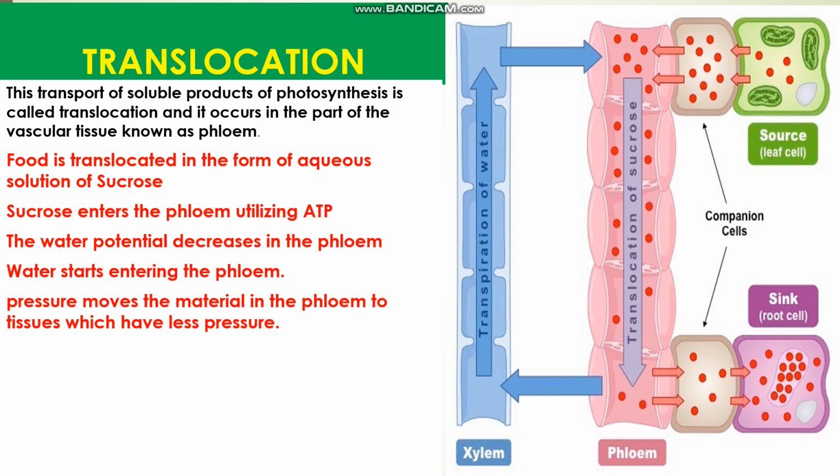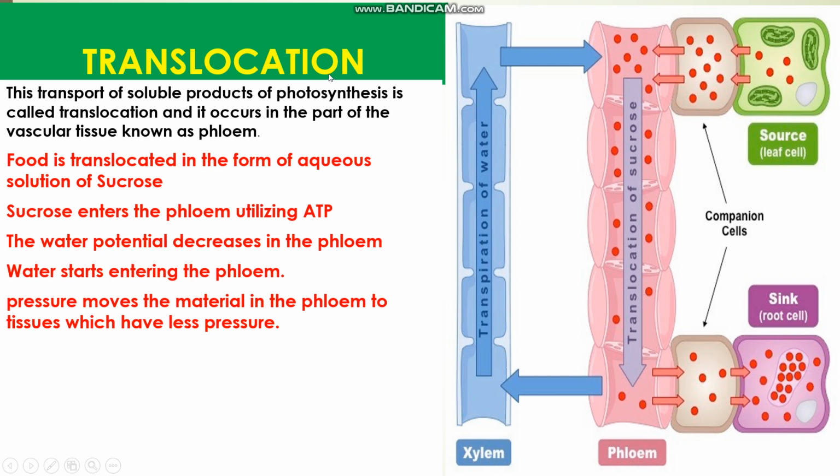Once it enters the phloem, the solute molecules increase and the water content decreases. More solute particles and less water. As a result, water starts entering the phloem from the region of higher concentration to the region of lower concentration. Once water enters the phloem, the sucrose is now an aqueous solution. This will develop a pressure in the phloem and the sucrose will start moving from the region of higher pressure to regions of lower pressure. That is how the food is translocated through the phloem.